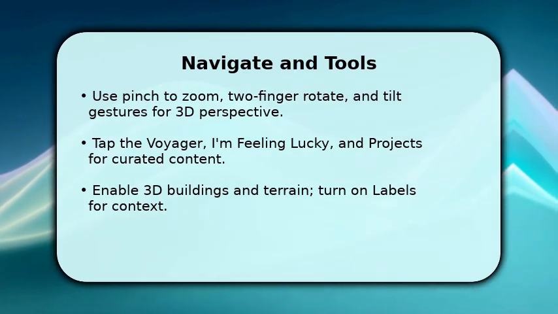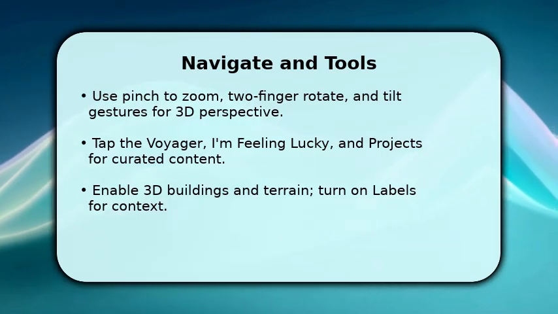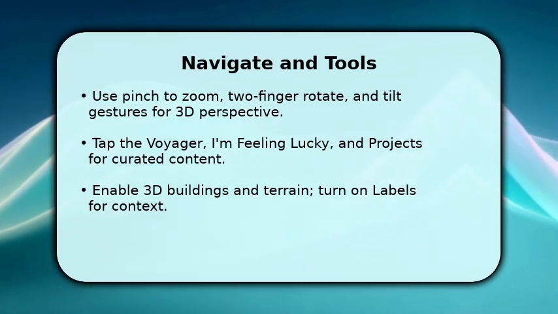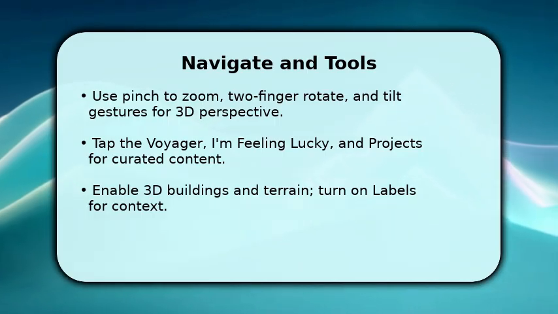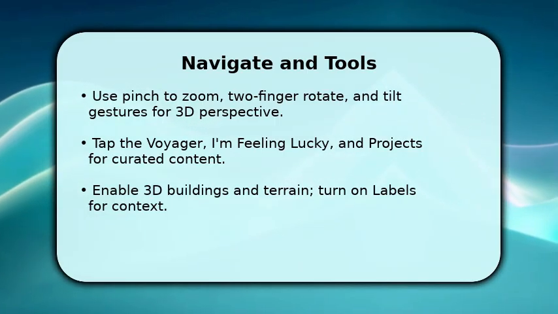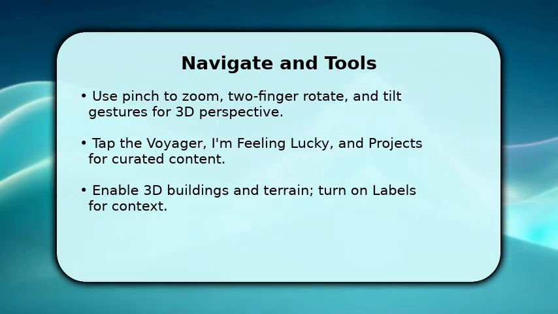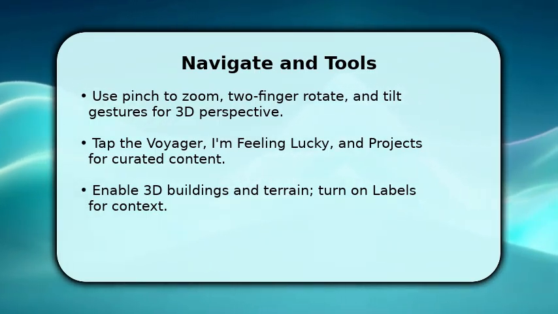Once done, explore the bottom menu. Voyager offers guided tours, Project stores your place marks, and I'm feeling lucky jumps to interesting places. Use them to curate content. Make sure 3D buildings and terrain are enabled in settings for realistic views. And toggle labels when you need street and place.